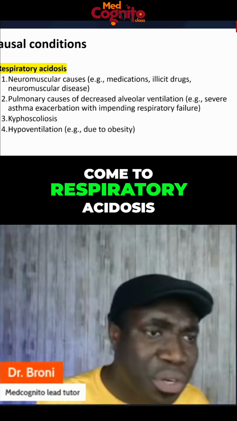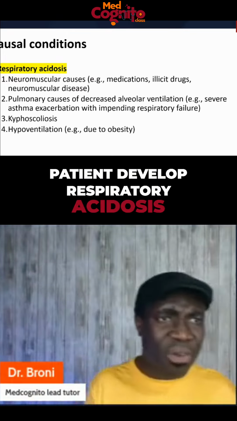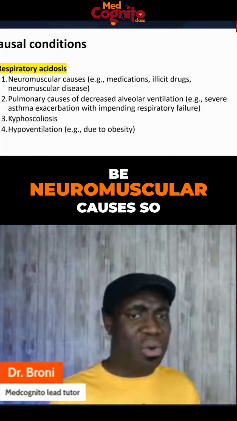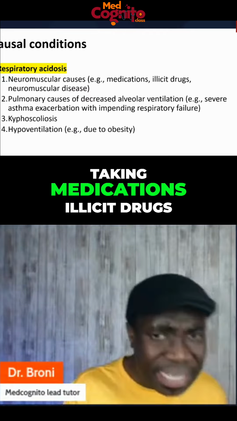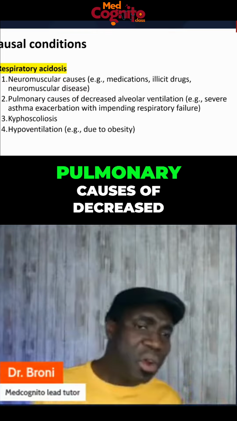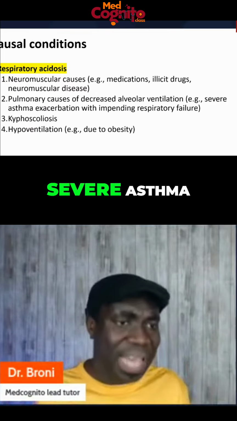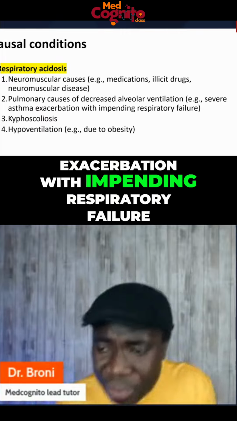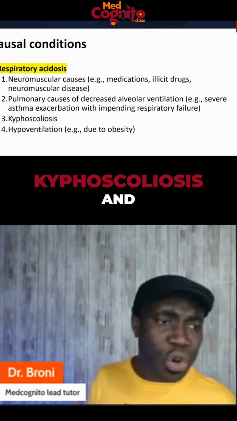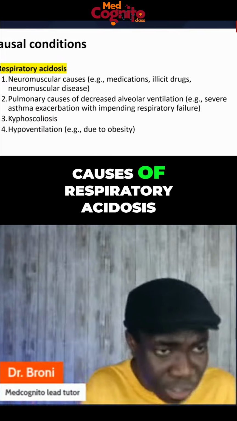And then when it comes to respiratory acidosis, why will a patient develop respiratory acidosis? The causal condition can be neuromuscular causes. So a patient who is taking medications, illicit drugs, neuromuscular disease, and pulmonary causes of decreased alveolar ventilation. For example, severe asthma exacerbation with impending respiratory failure, and kyphoscoliosis and hypoventilation. These are all causes of respiratory acidosis.